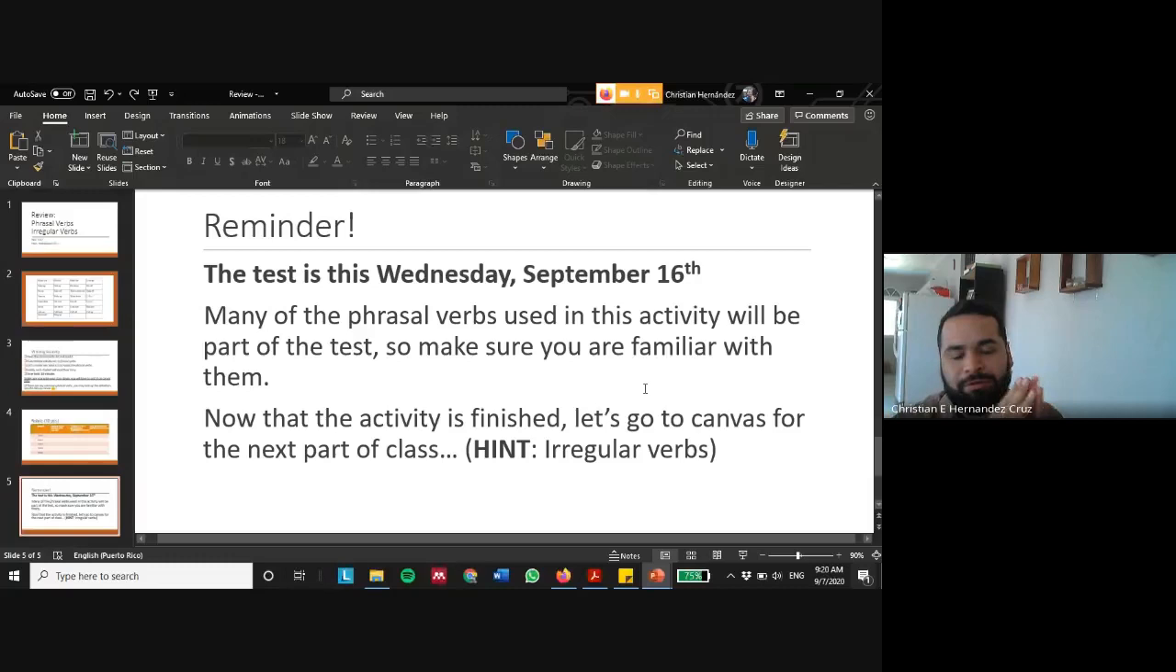Como les dije, pues no estoy seguro exactamente cómo voy a dar ese examen. I'm still coming up with some ideas. So cuando me entere, le avisaré. Si acaso decido cómo hacerlo fuera del horario de clase, like let's say un jueves o el sábado, lo que sea, pues entonces le escribiría por Canvas o por portal.